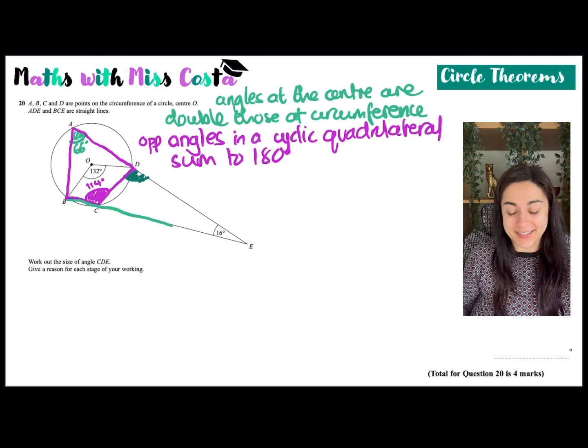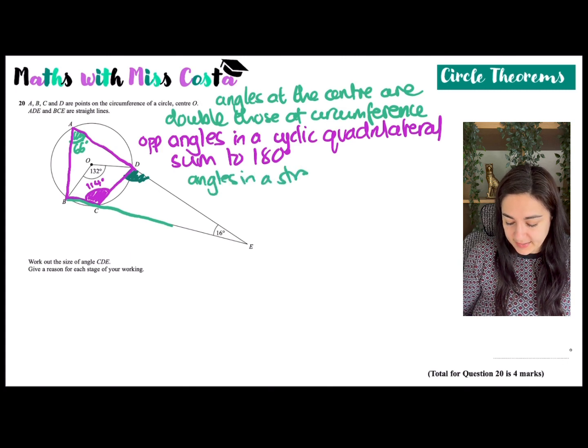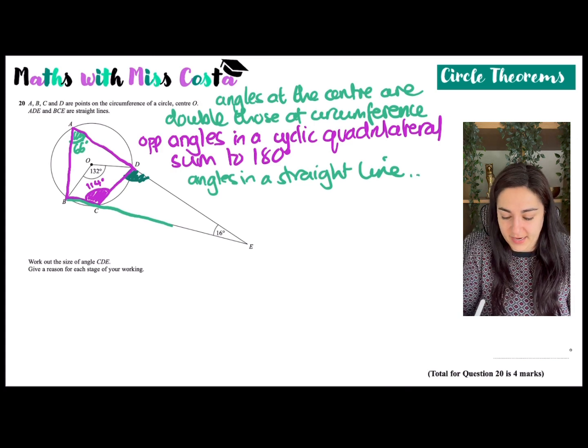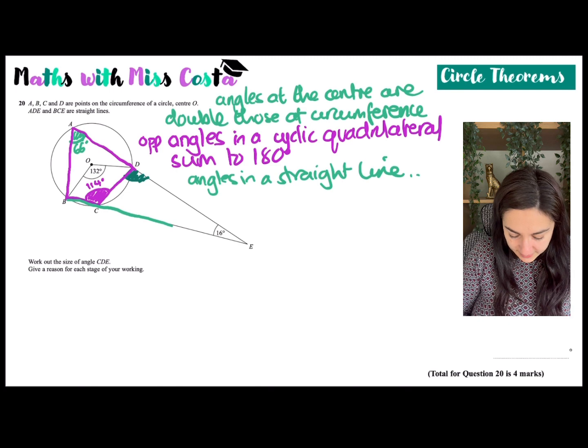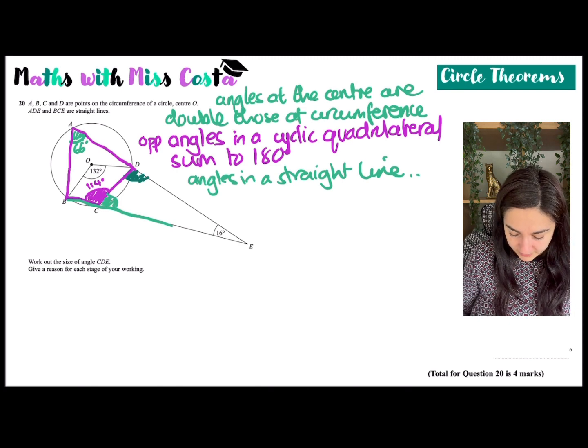Now this over here is a straight line. So you don't even need a circle theorem. You just need your basic geometric facts. You know that angles in a straight line sum to 180. So therefore 180 take away 114 is 66. And there's loads of ways you could have done this. This is just one of the ways. So that's 66 degrees over here.